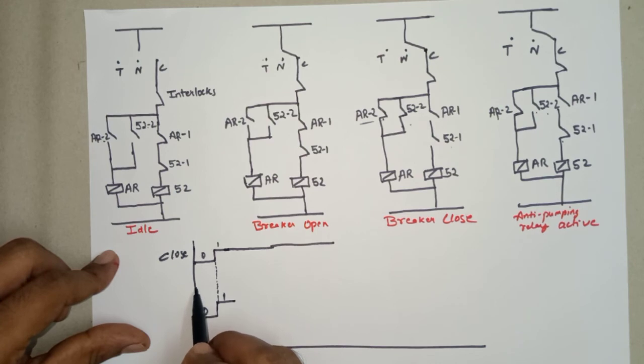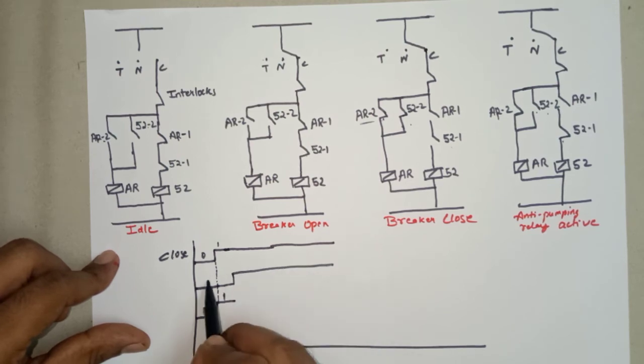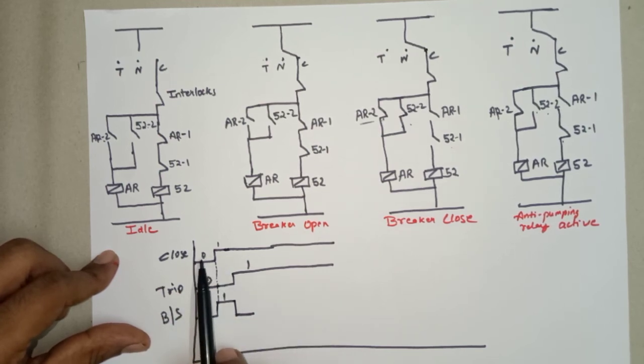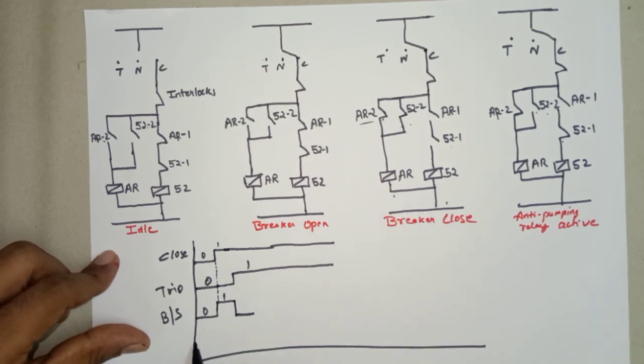Now let's say that the same case occurs. A trip command is issued here, and it is also continuously available. It's from 0 to 1. As soon as trip occurs, the breaker will trip. But this is trip. This is the breaker status. Now what happens is whenever a breaker closes, the anti-pumping relay also picks up in the same instant. This is the anti-pumping relay.